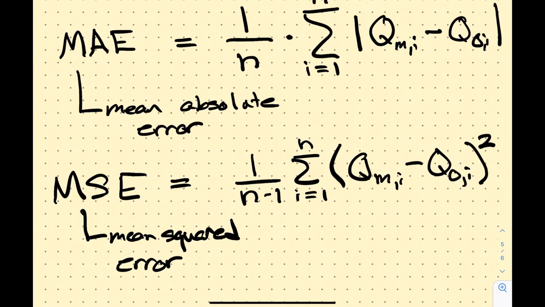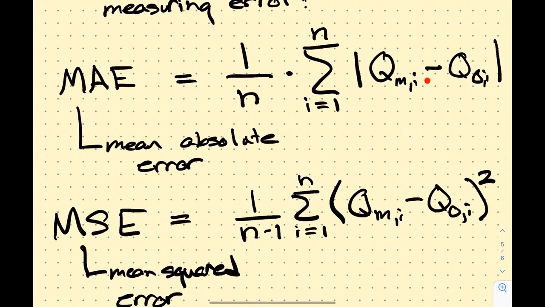Now, how is this different? If we compare the mean absolute error and the mean squared error, in both of these the absolute value operator makes sure that all errors are treated as positive, so we don't get that compensating error issue. The mean squared error gets around that problem by squaring: a negative times a negative is a positive, and a positive times a positive is a positive, so we're summing positive quantities here.